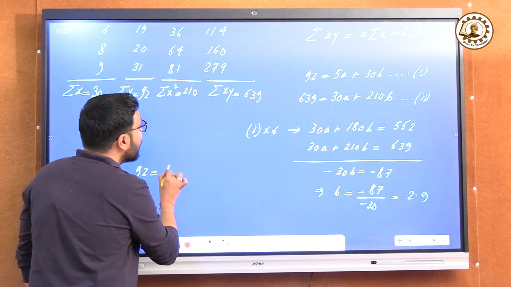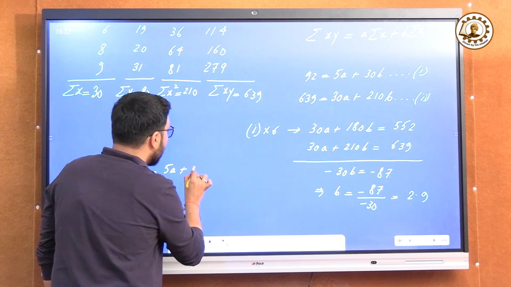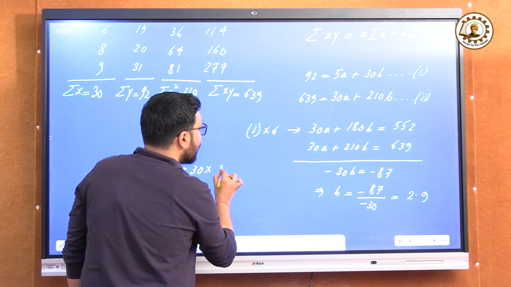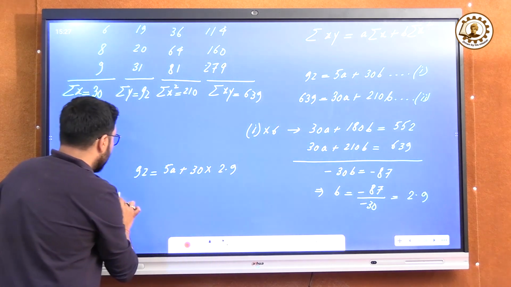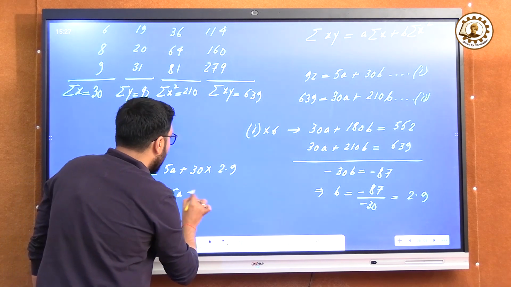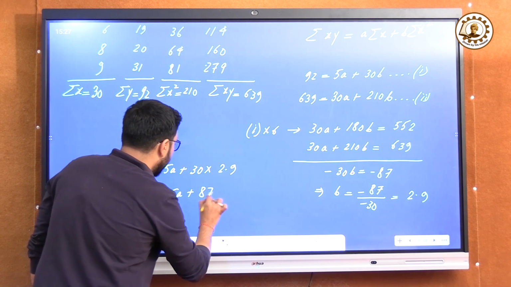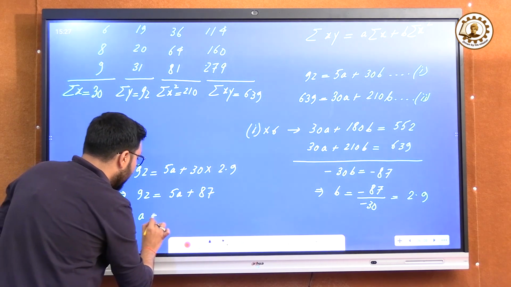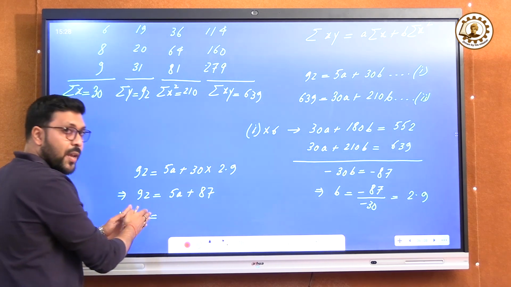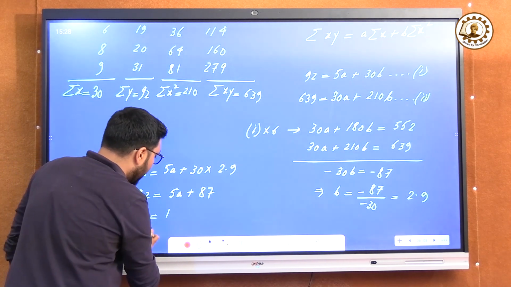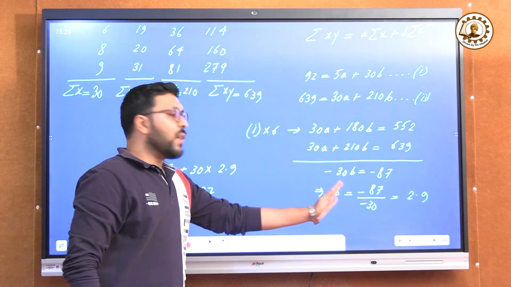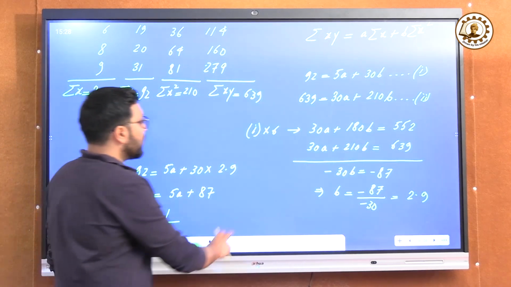92 equals 5A plus 30 into B. The value of B is 2.9. So here 92 equals 5A plus 87. So the value of A is coming as, if you just shift this 87 to the left hand side, you will get 5, and 5A equal to 5 means the value of A is 1. So we already have derived the values of A and B from these two equations.